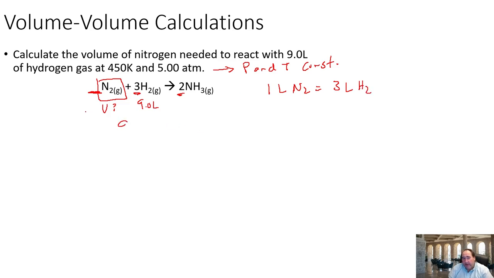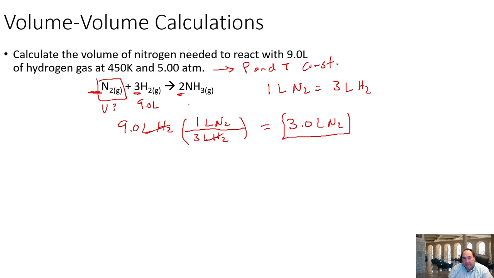So we could very simply just start with our 9 liters of H2, and we're going to do kind of like a mole to mole situation, but using volumes. And from the equation, just like where we get our mole to moles, we could do it with our volumes. The liters of H2 will cancel, and that will give us 3 liters of N2 would be necessary. So in this particular case, we can do a quick stoichiometry problem using really Avogadro's relationship of constant pressure and temperature and the relationship between moles and volume when you look at an equation.